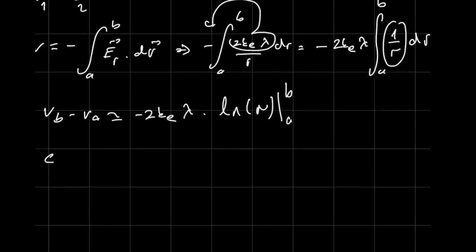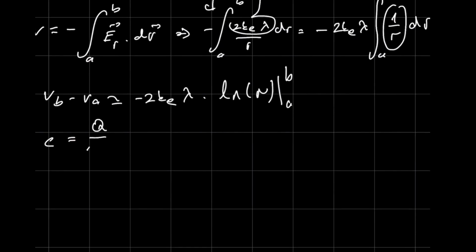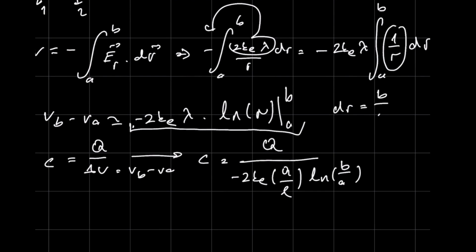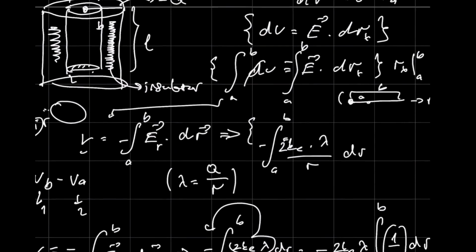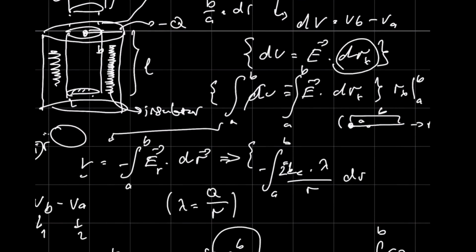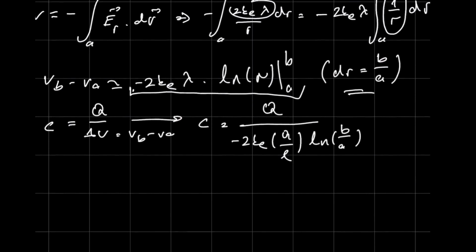Finally, the capacitance of a cylindrical capacitor can be written as C equals Q divided by 2ke times lambda times ln of b divided by a. This formula gives the capacitance in terms of the charge density and the geometry of the cylinder. One important thing to remember, the differential radius in the integral is not just the difference between a and b. It represents an infinitesimal change in radius, which is key to calculating the potential difference accurately.